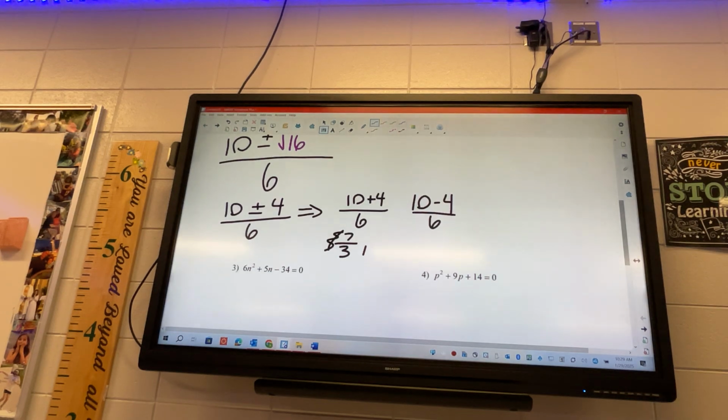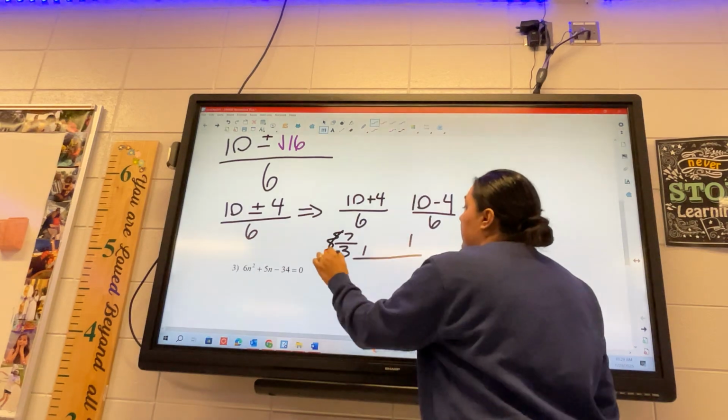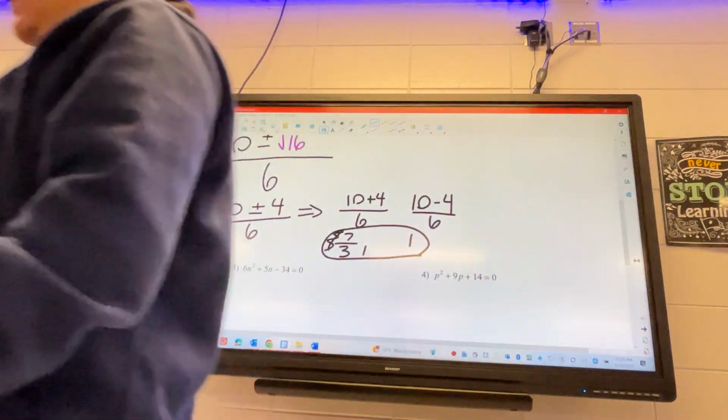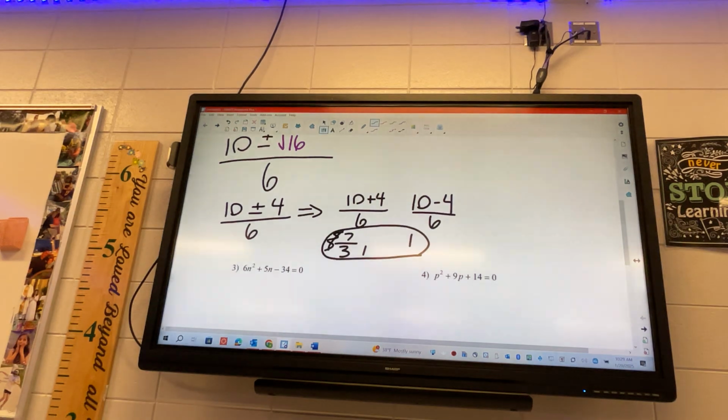Okay, what do you get for the minus? 1. Okay, so this is our actual answer. Both of those answers are our answers. Our answers are 7/3 and 1. So we have 2 answers, just like we did yesterday, and you had to solve them. Okay, you have 2 answers: 7/3 and 1.